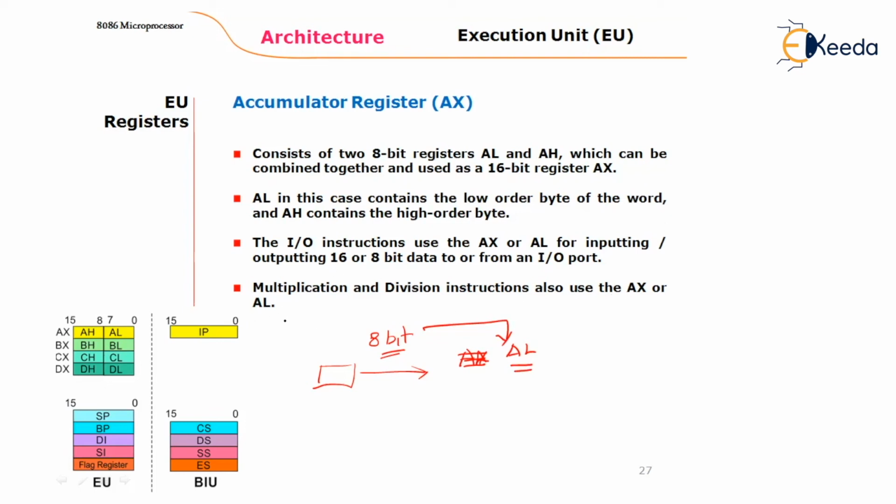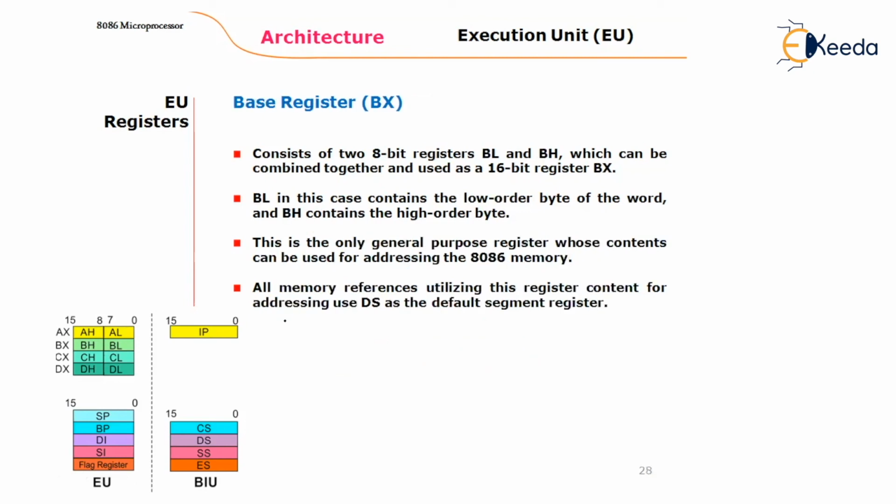Of course, when you perform arithmetic multiplication or arithmetic division, for the results, we are going to use AX. Second one is the base register. It consists of two 8-bit registers, BL and BH, needless to discuss, which can be combined together and used as a 16-bit register BX. BL in this case is the lower byte, BH the higher byte.